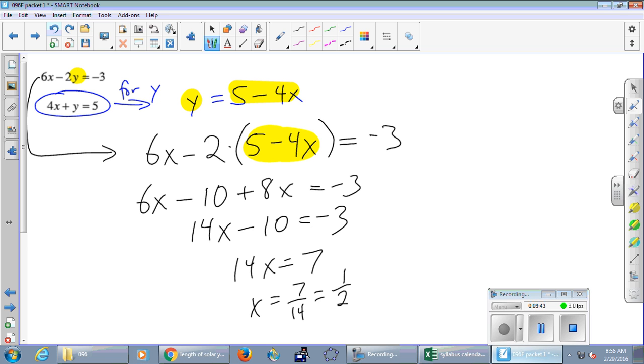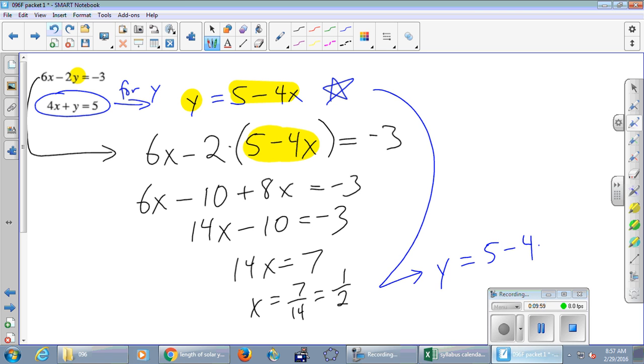The best place to go to find the y is the very first equation where you solved for one of the letters. So let's plug this 1/2 in for x in that equation. So it says y equals 5 minus 4x, but instead of x, what did we discover? 1/2. So there you go. 5 minus 4 times 1/2 is 2. 5 minus 2 is 3.